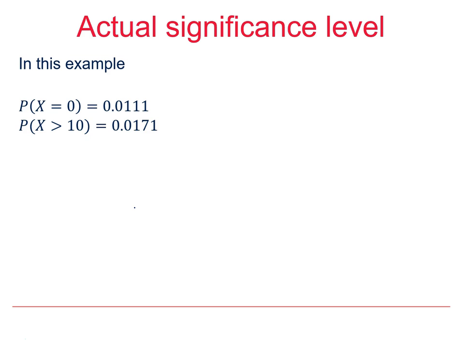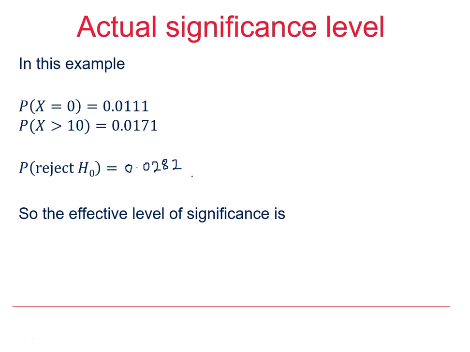If we now look at the actual significance level, with a discrete distribution, getting to exactly the nominal significance level, in this case 5%, is impossible because of the nature of discrete variables. And so in this case our lower tail has a probability of just over 1%, our upper tail 1.7%. And so the probability we reject H0 is the sum of those two, which is 0.0282. And so our effective level of significance, because we cannot get it to exactly 5%, is 2.82%. And 2.82% is less than 5%, but the closest we can get.